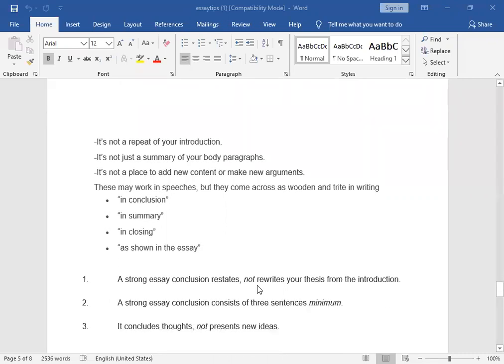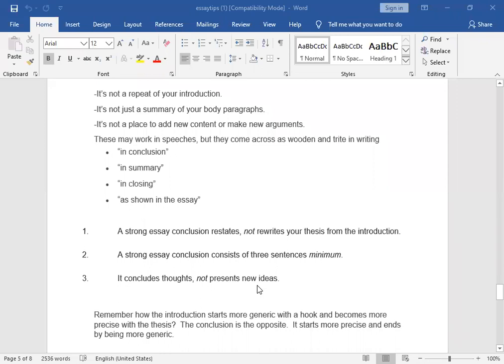So, we continue. A strong essay conclusion consists of 3 sentences. That is minimum. 3 sentences are probably enough for a paragraph. It concludes thoughts, not presents new views. It concludes your thought or what you have been writing about. It does not bring in new suggestions or new views.